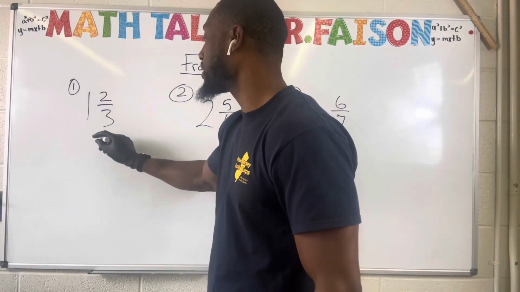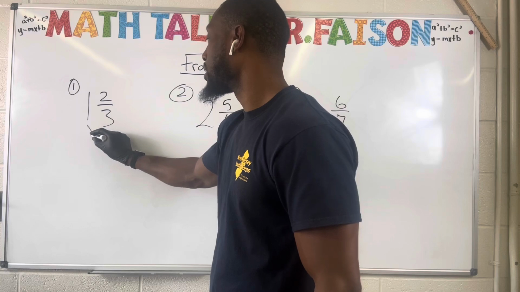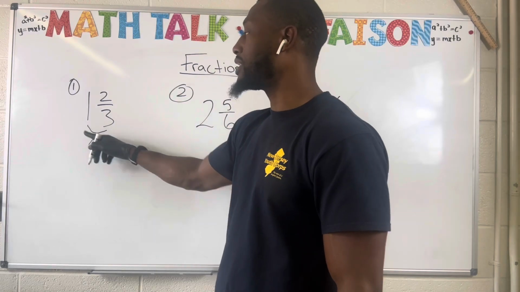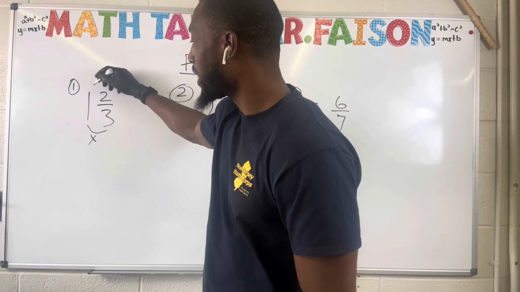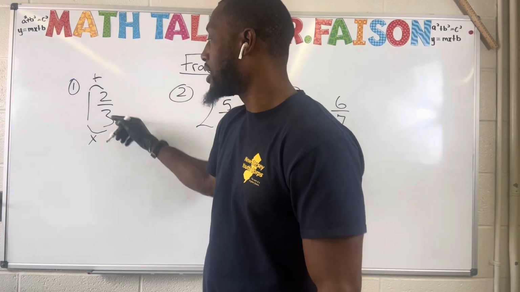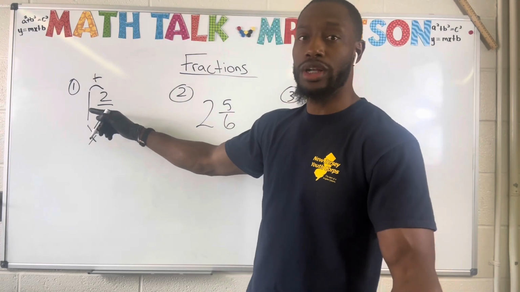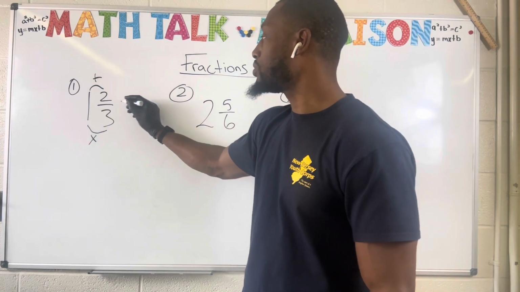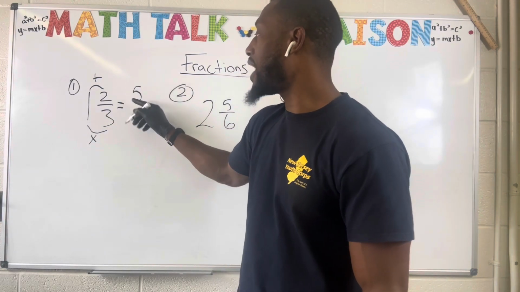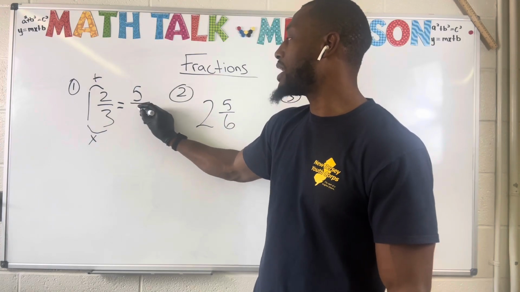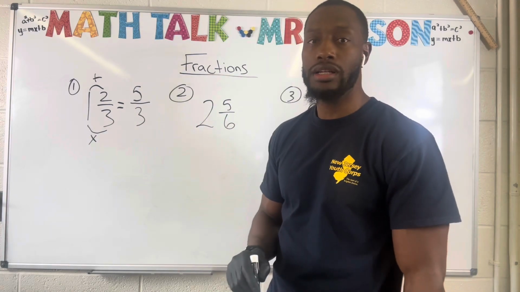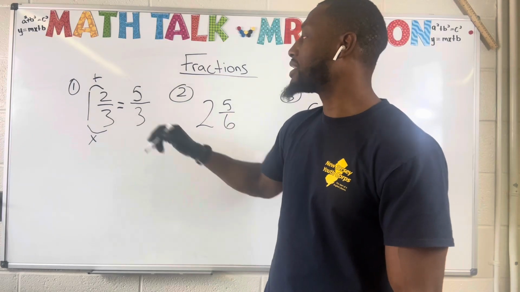I'm gonna multiply this. I'm gonna multiply that, 3 times 1. And then I'm gonna add these. After I get that answer, I'm gonna add it. 3 times 1 is 3, plus 2 is gonna be 5. We now make that our new numerator, and then we just keep the denominator the same.